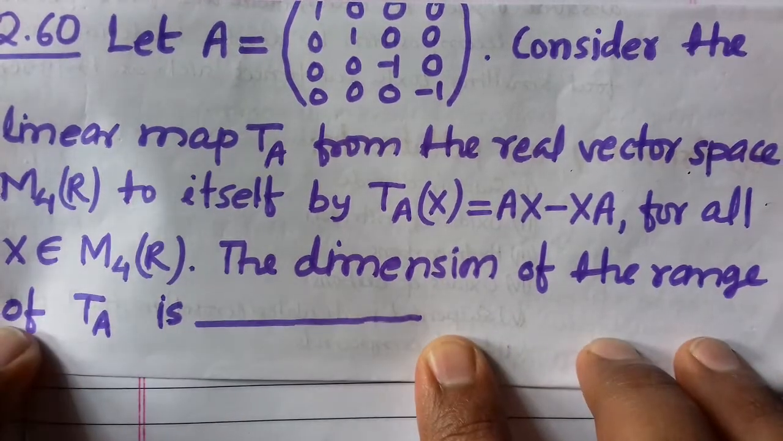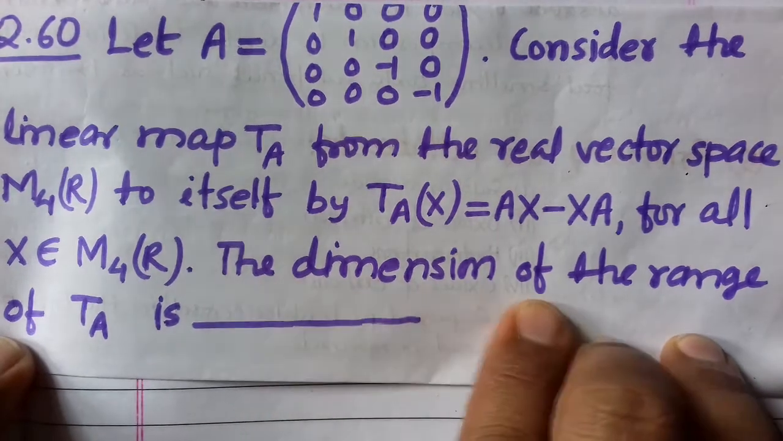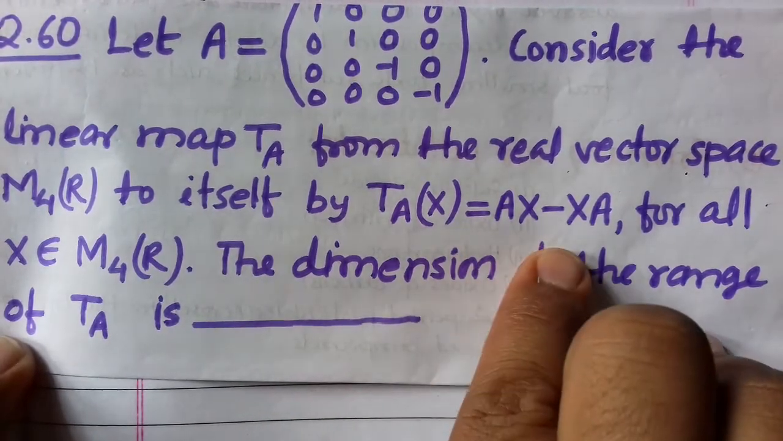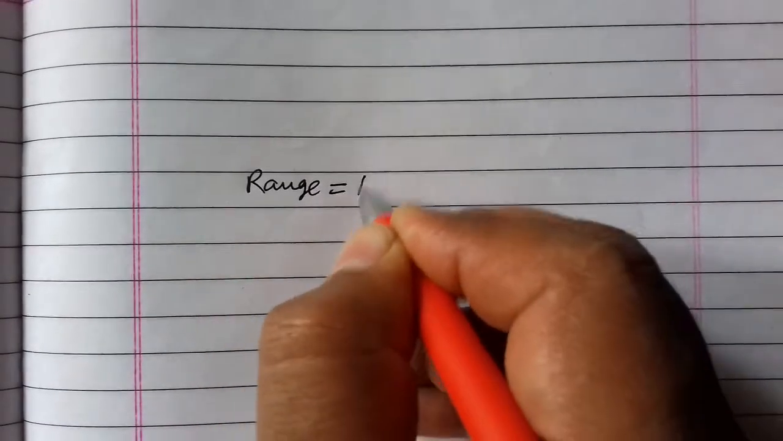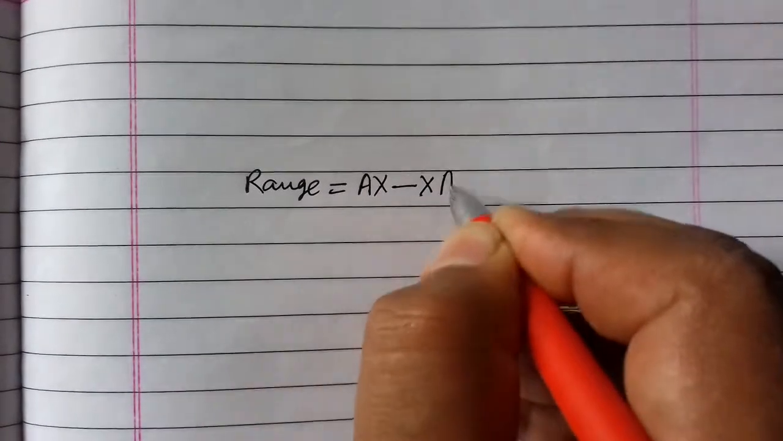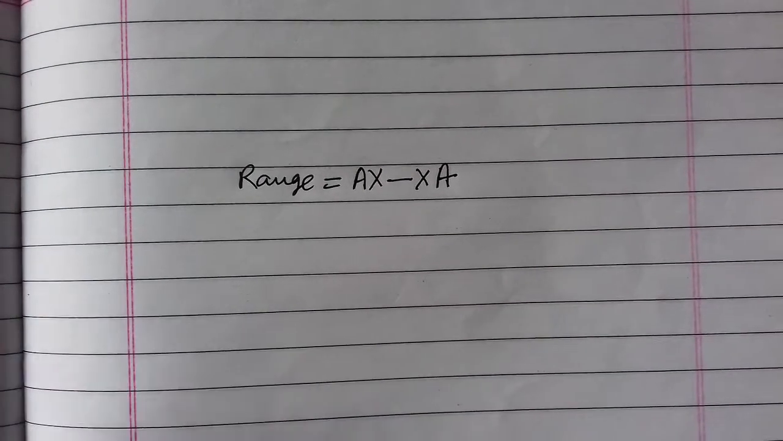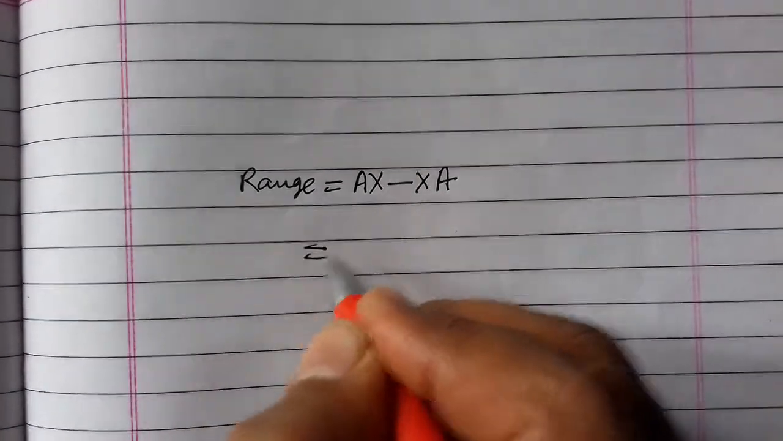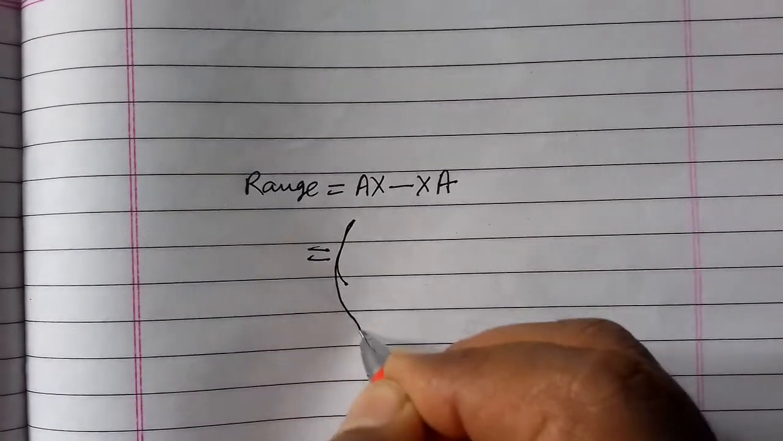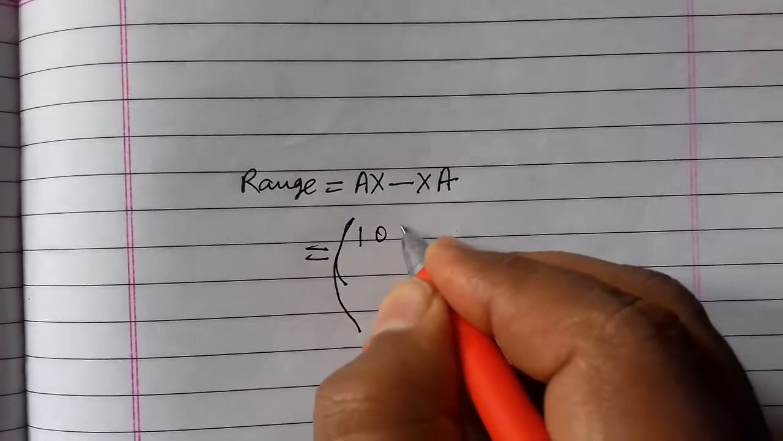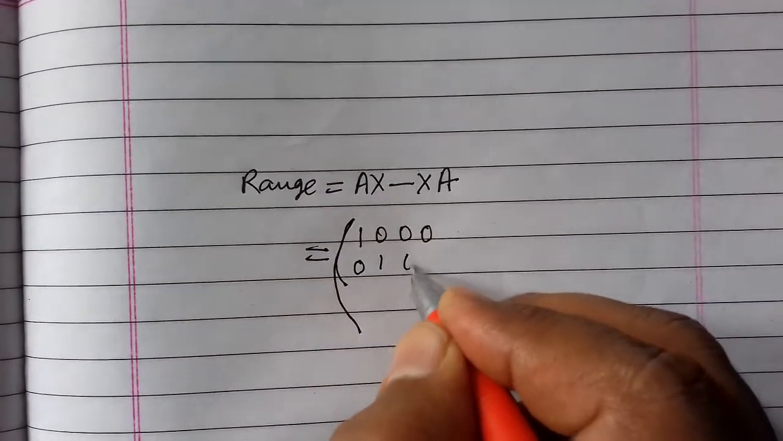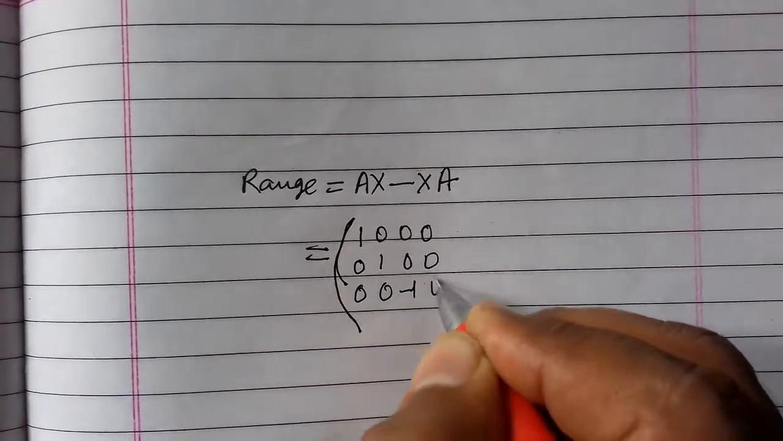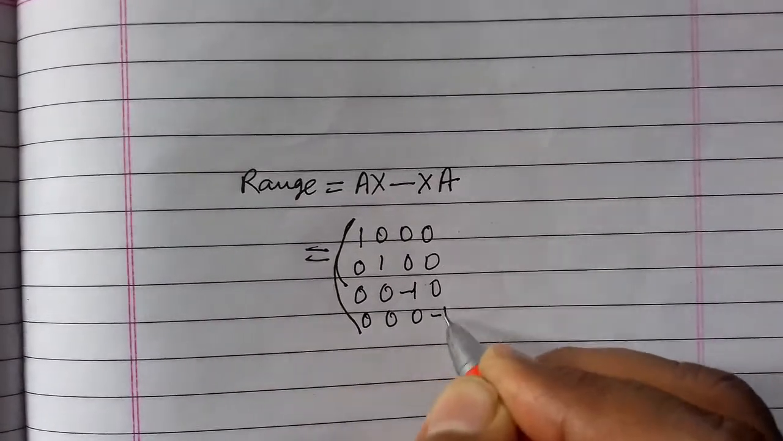Here is the question. We have to find the dimension of the range, and you see the range is ax minus xa. So we write the range equals ax minus xa, and a is given in the question. A is 1 0 0 0, 0 1 0 0, 0 0 minus 1 0, 0 0 0 minus 1.